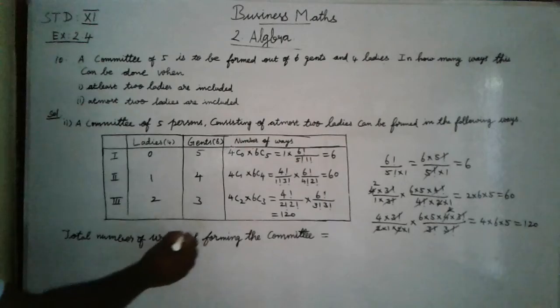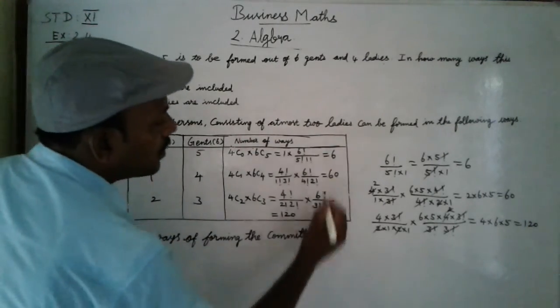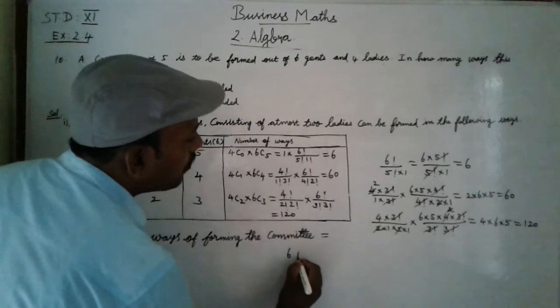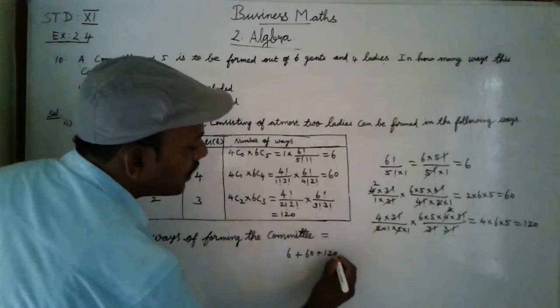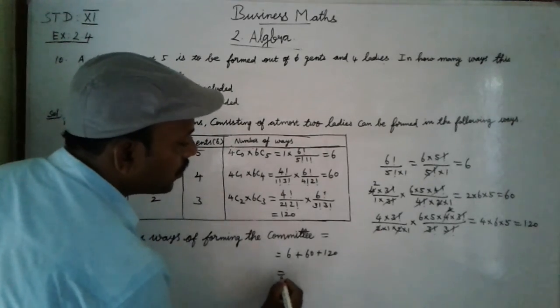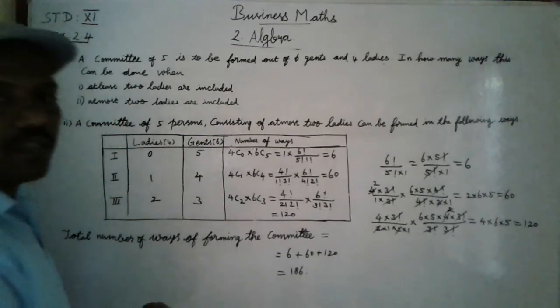The total number of ways of forming the committee is equal to, what is 6 plus 60 plus 120, equal to total is 186. That's all.